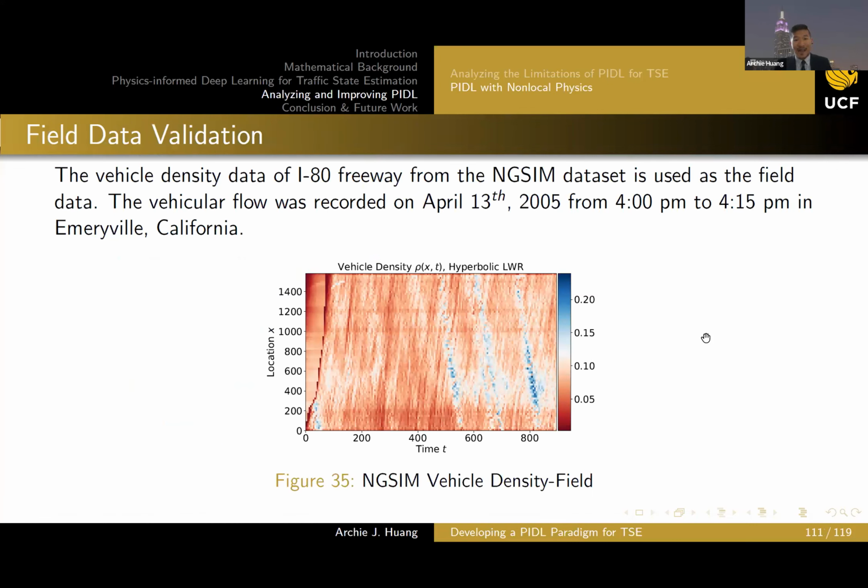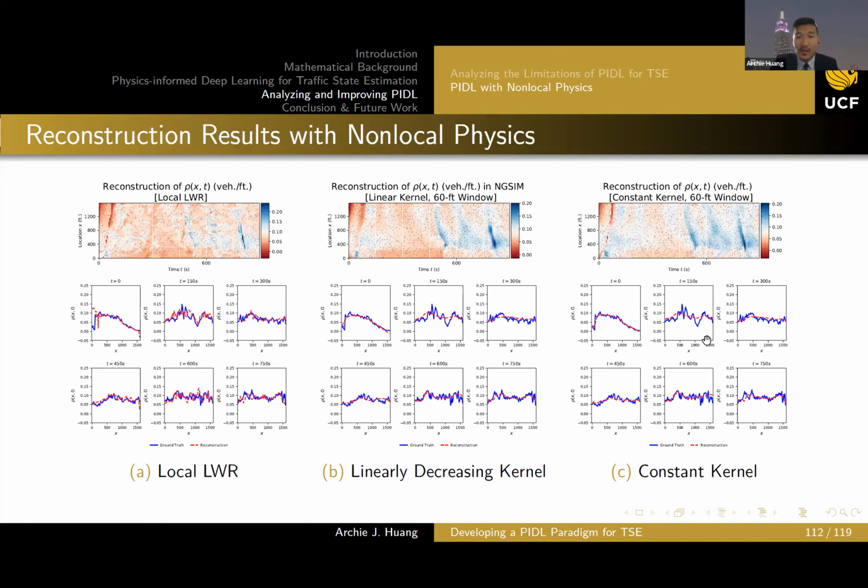So let's see the field data validation. We use the NGSIM data. We use the density field from the I-80 freeway in the afternoon rush hour. And so here are the reconstruction results. In these three subfigures, on the left is the reconstruction using the local LWR PDE, in the middle is a non-local version with a linearly decreasing kernel, and on the right is the non-local LWR paired with a constant convolution kernel.